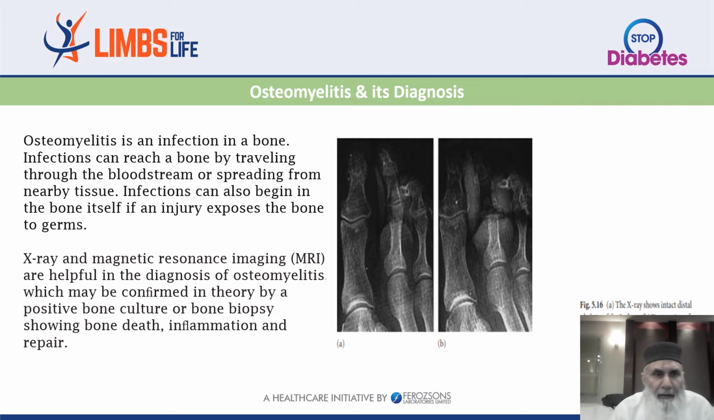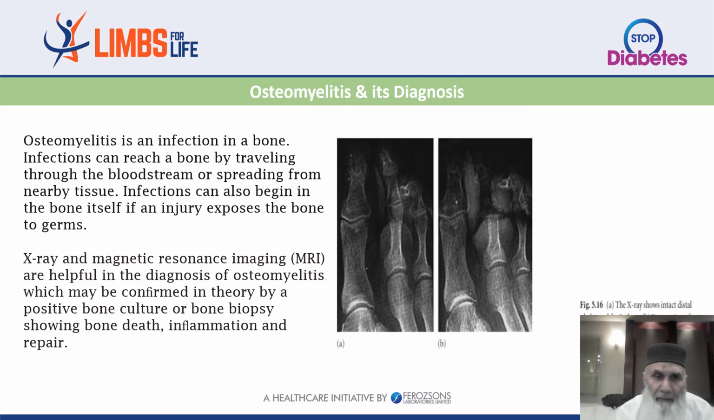Osteomyelitis is an infection in the bone. Infection can reach a bone by traveling through the bloodstream or spreading from the nearby tissue. Infection can also begin in the bone itself if an injury exposes the bone to germs. So this is important, there are three routes. One, systemic infection. Two, a local ulcer later on giving rise to deep infection and going to the bone. And the third is that the bone itself gets injured and then gets infected.